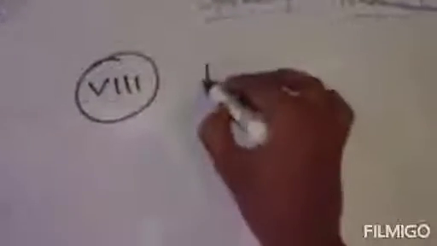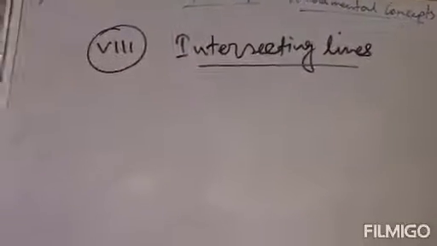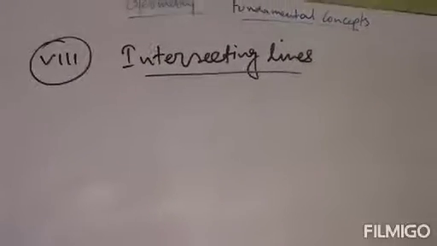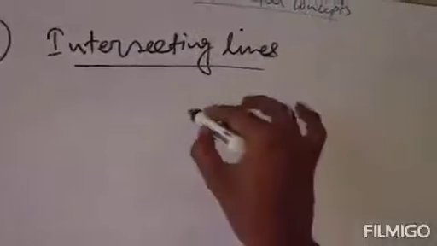Next, number 8. Number 8 geometrical figure, that is intersecting lines. Now, what are intersecting lines? If two lines lie in the same plane and they are not parallel to each other, then they are called intersecting lines. Suppose these are the two lines.